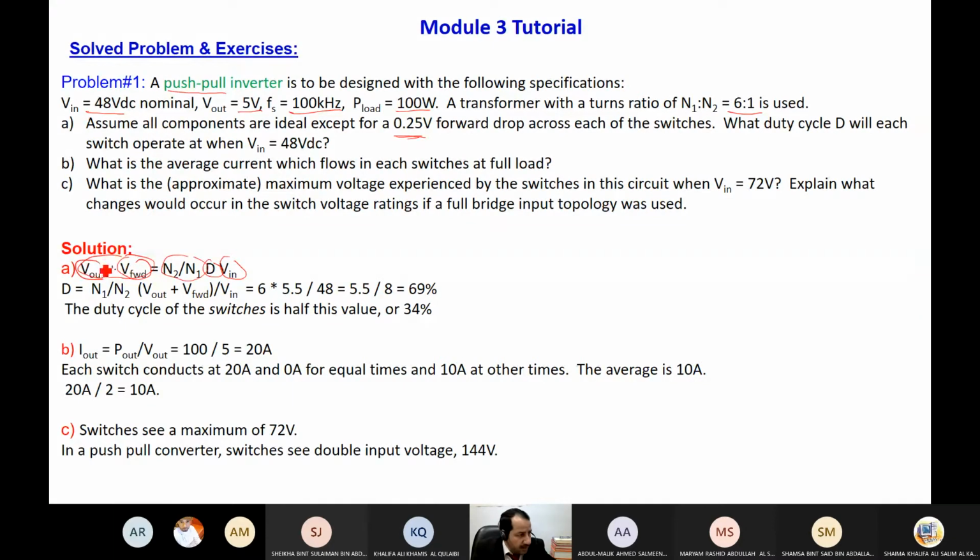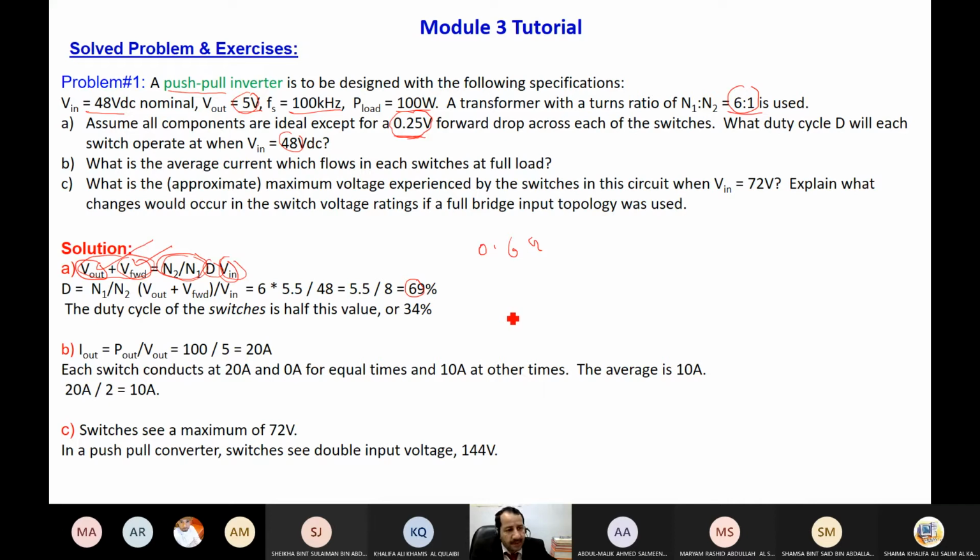Let me see. Do I have the output voltage? Yes, it's 5. Do I have the forward voltage drop? Yes, 0.25. Did he give me the ratio? Yes, the ratio is this. Did he give me V input? Yes, V input is 48. So we substitute to find D. I found D to be 0.69. 69% of the time, the switch will conduct.